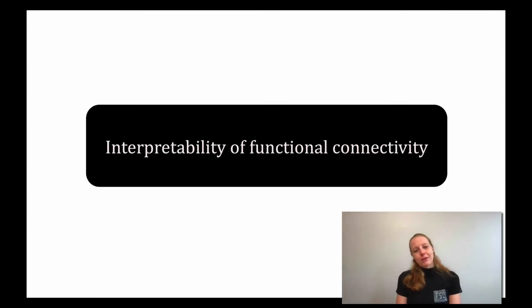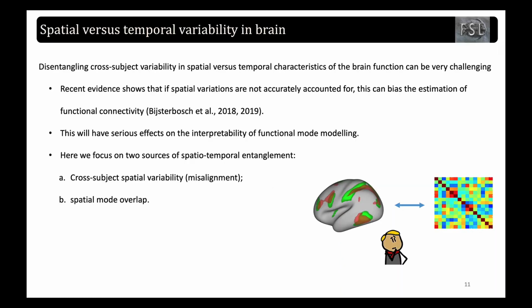So in the third part of this talk, I want to delve a little bit more into the interpretability of functional connectivity and some caveats with that. And I want to highlight a few ways in which PFMs differ from ICA that were intended to address some of the challenges with interpretability. And this is really about spatial versus temporal variability in the brain.